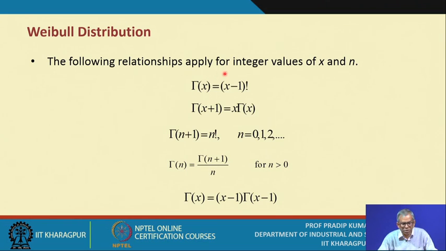The following relationships apply for integer values of x and n, like gamma(x) is x minus 1 factorial. These are just references. As references, I have given these expressions related to the gamma functions, so you should go through them.